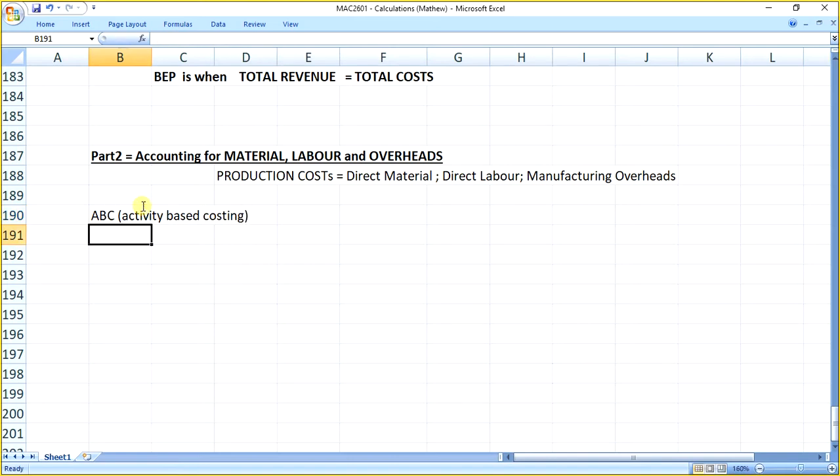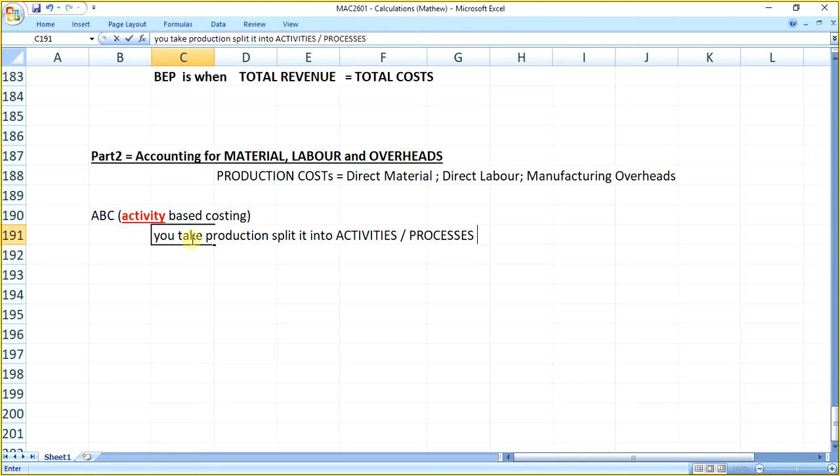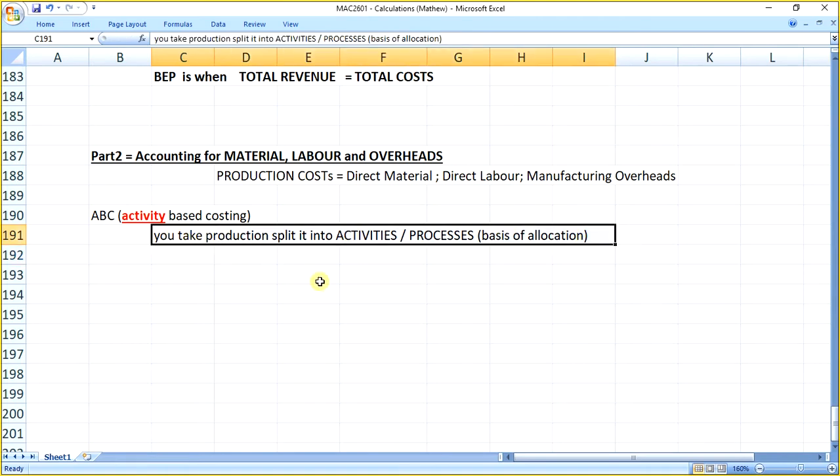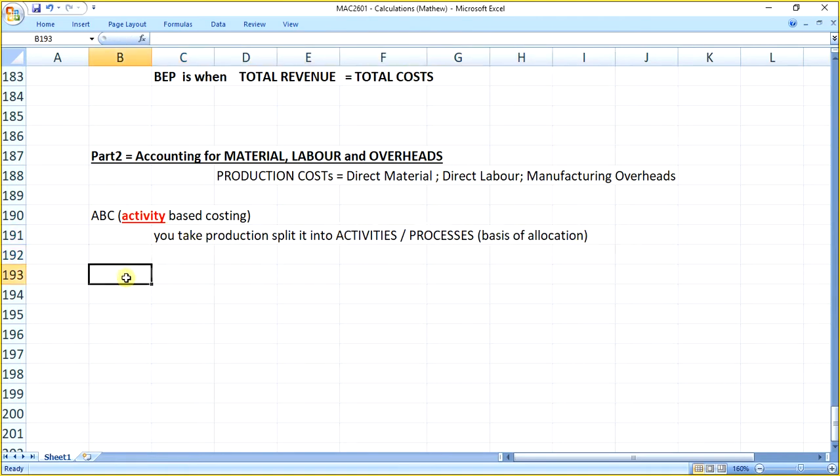I'm just trying to summarize as best I can in a short amount of time, to give you a little bit of theory as well. You can read more about it later when you go through the textbook in more detail. I'm just highlighting that word activity-based costing. Here you basically take production and you split it into activities or processes, and that's the basis of allocation. Just to summarize in a nutshell, one simple, easy sentence to remember what that is.